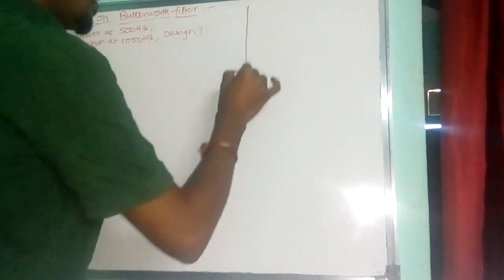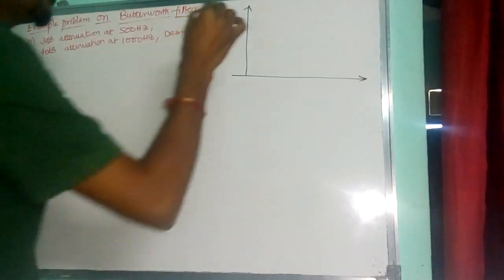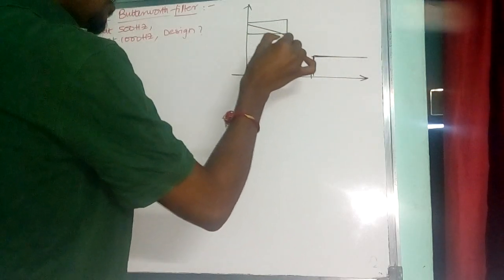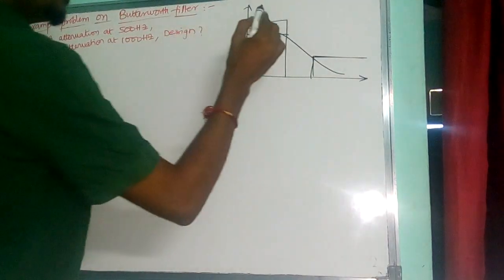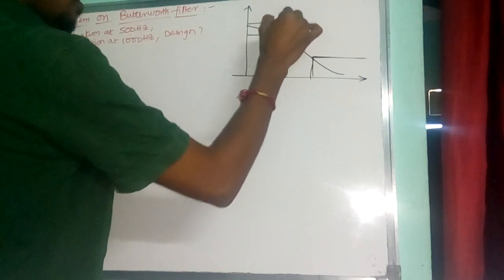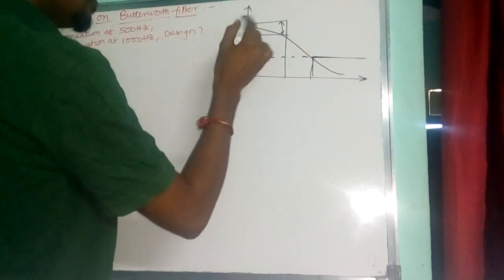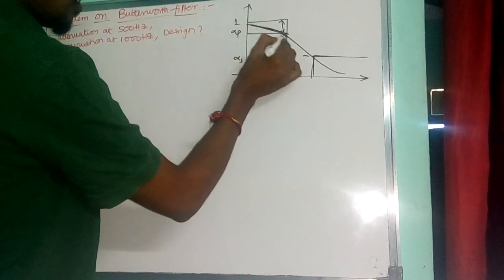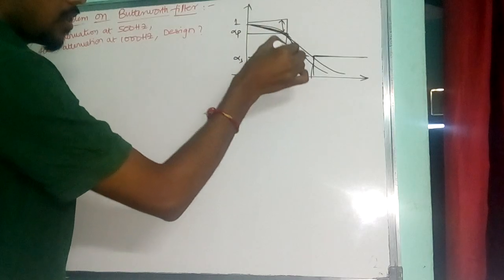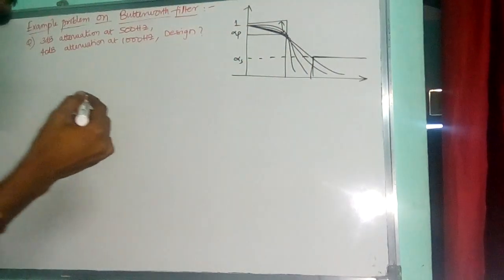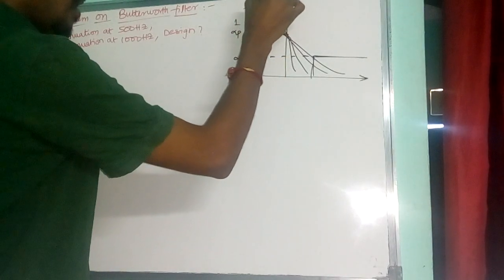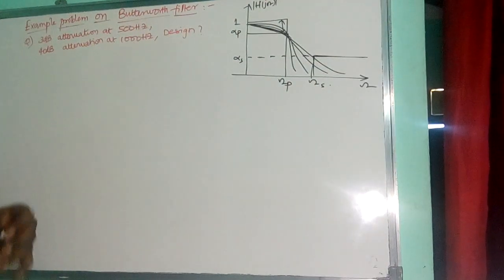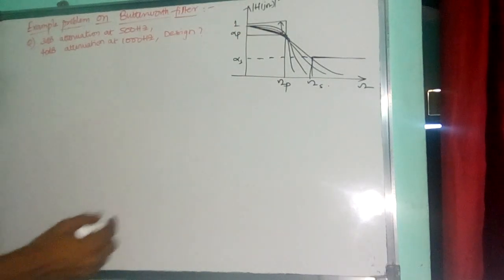Whenever we see the response of a Butterworth filter, this is the response of the Butterworth filter. This will be my stop band attenuation. This will be my pass band attenuation. This is 1. This is maximum. Omega p. So this is my frequency response of a Butterworth filter.